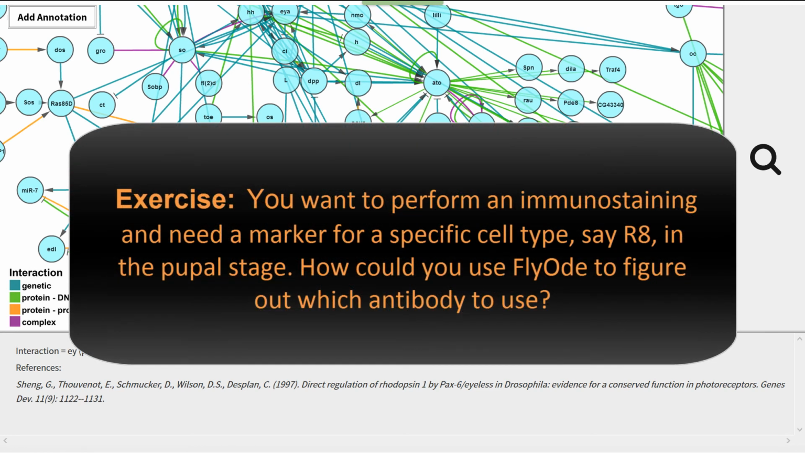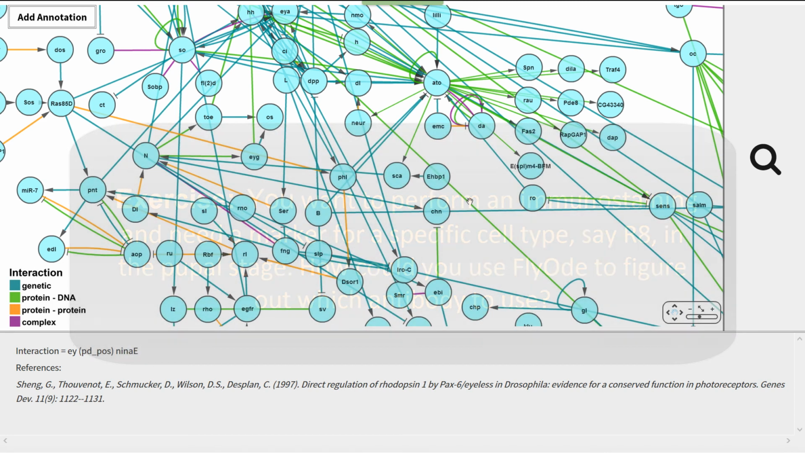Now imagine that we want to perform an immunostaining and need a marker for a specific cell type, say R8, in the pupal stage. How could you use FlyOde to figure out which antibody to use? I hope I could inspire you to use FlyOde to answer your own questions and to plan projects.